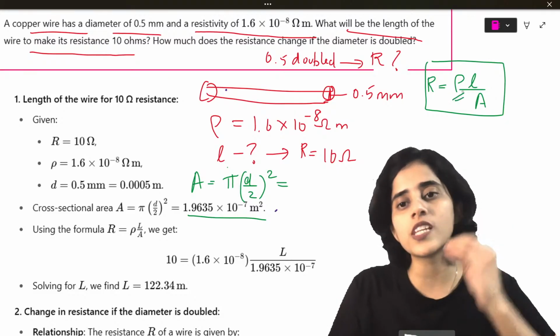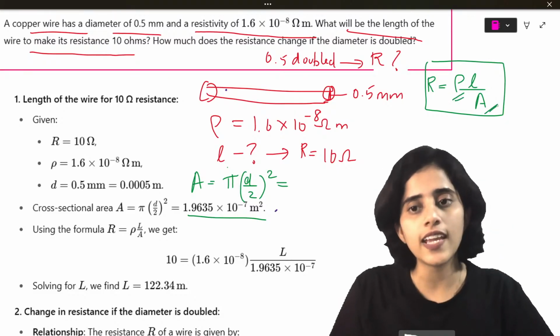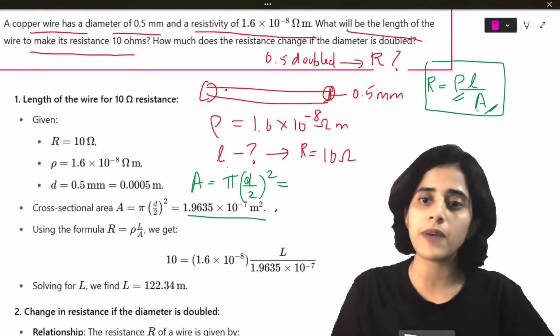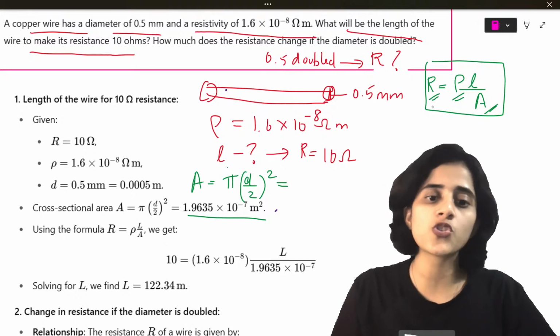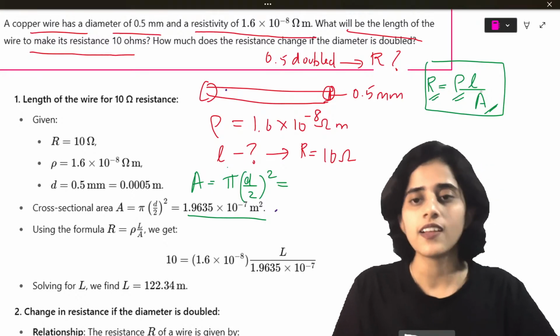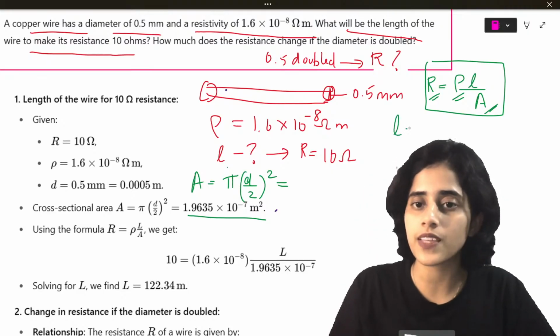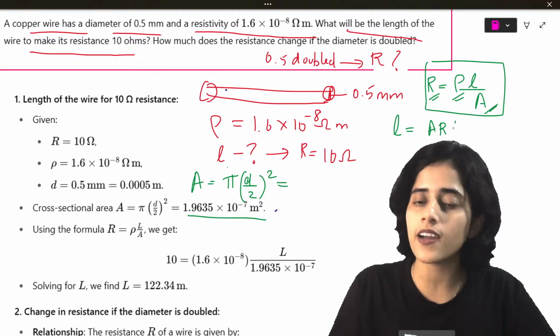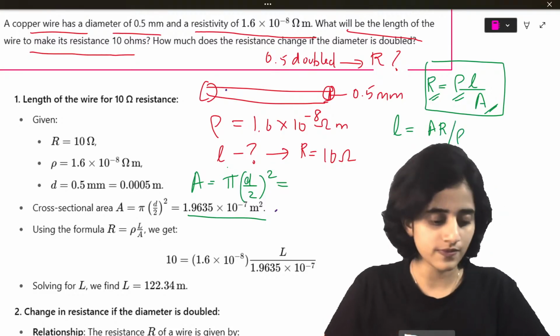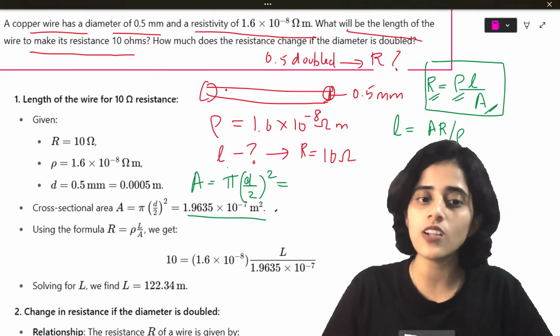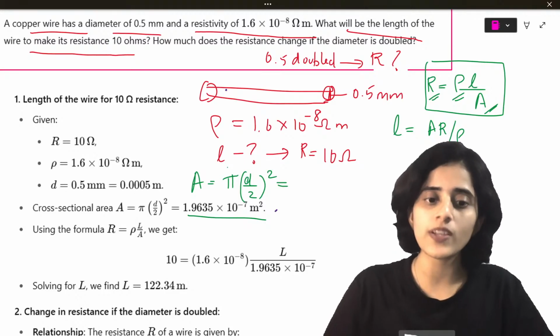Rho is given to me in the question. Area I found out by πd². Resistance should be how much? 10. Now I can easily find L. What will L be? L should be AR by rho. That's all. So quickly find out L.